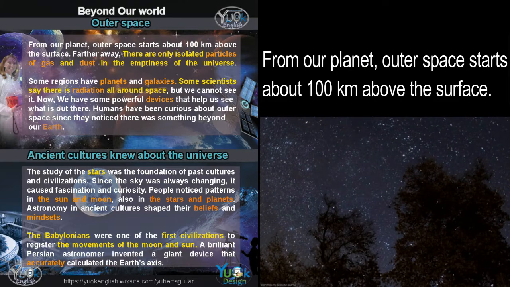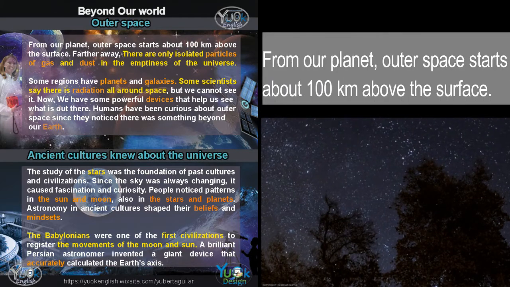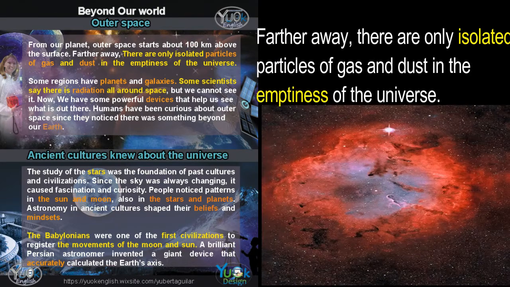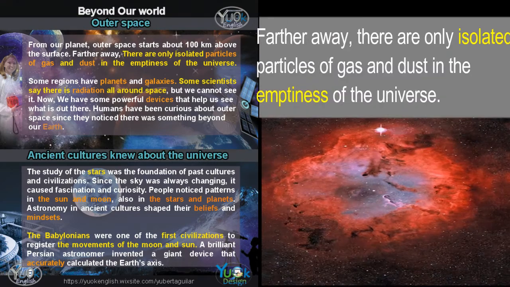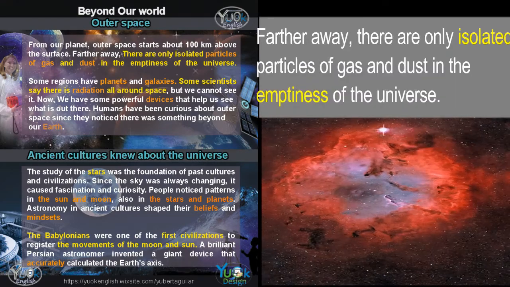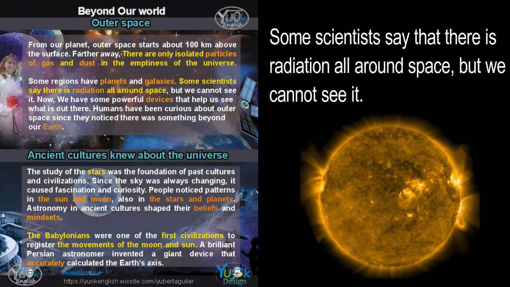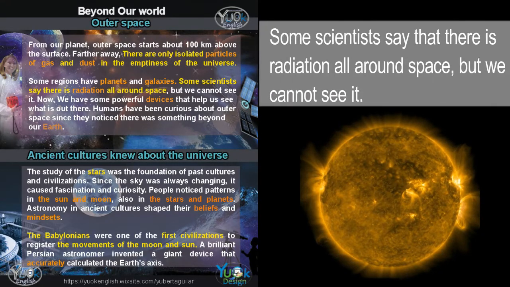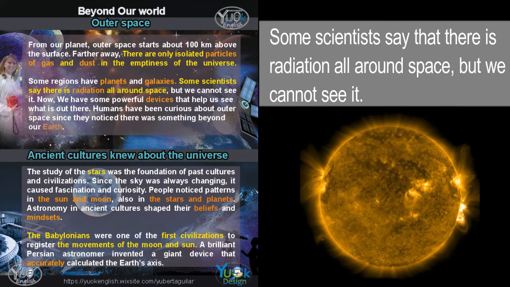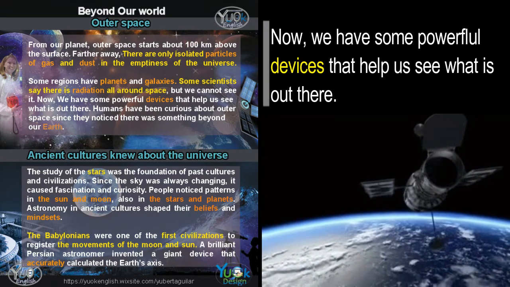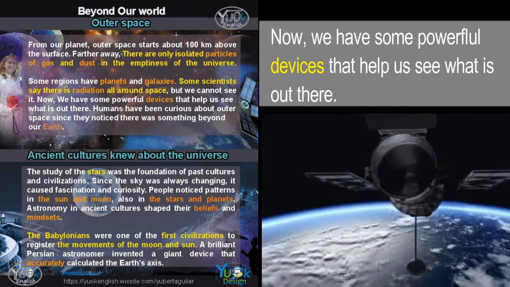From our planet, outer space starts about 100 kilometers above the surface. Farther away, there are only isolated particles of gas and dust in the emptiness of the universe. Some regions have planets and galaxies. Some scientists say that there is radiation all around space, but we cannot see it. Now, we have some powerful devices that help us see what is out there.